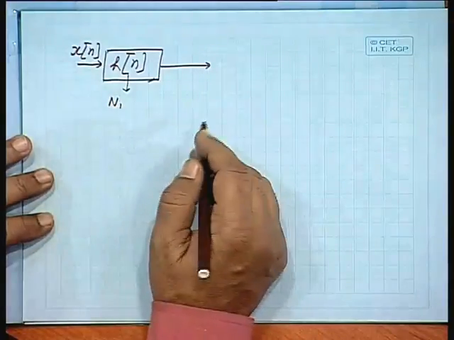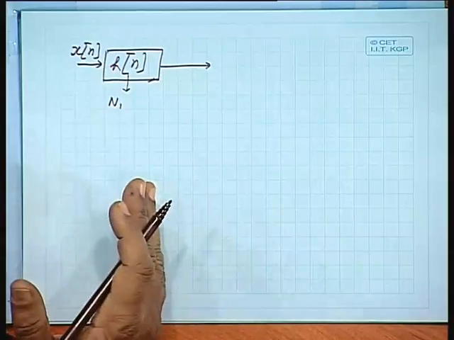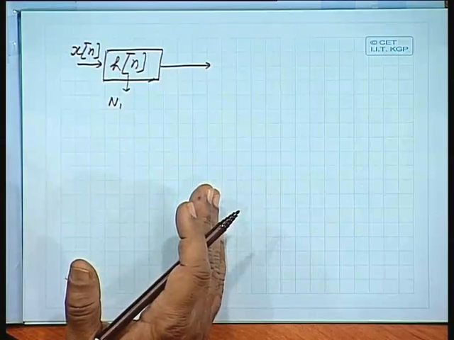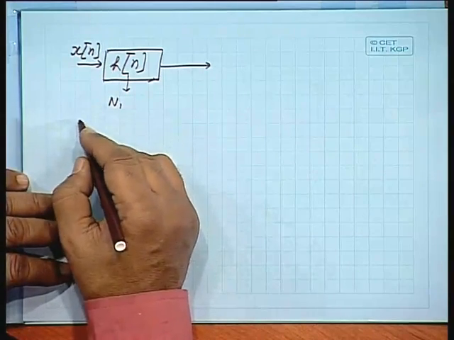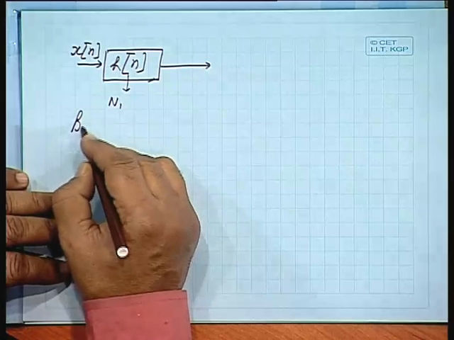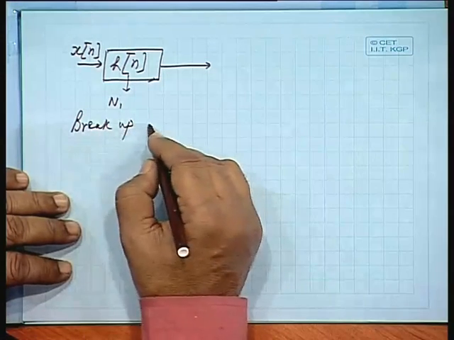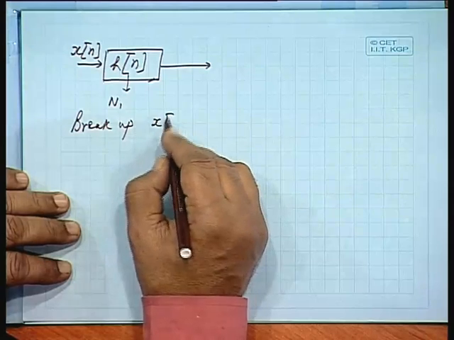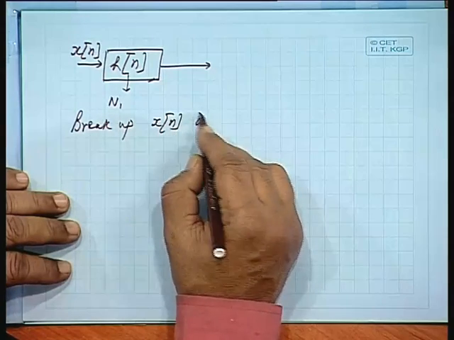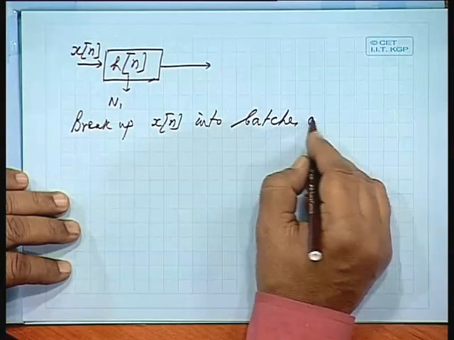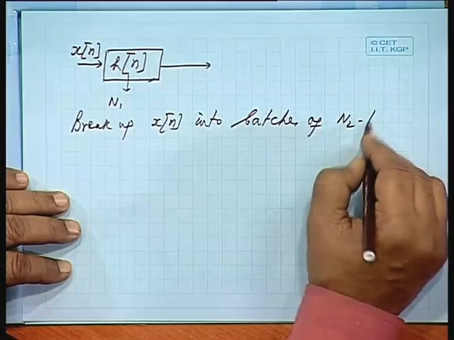Now, here you break up the input data into batches of some finite length. Let that be some n2. Break up x[n] into batches of, say, n2 point sequences.